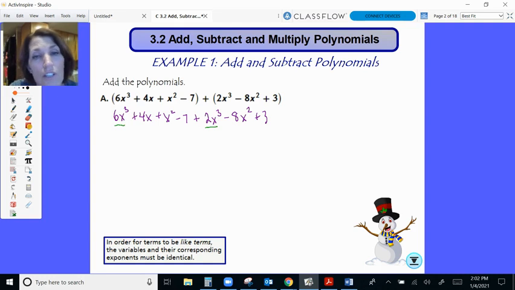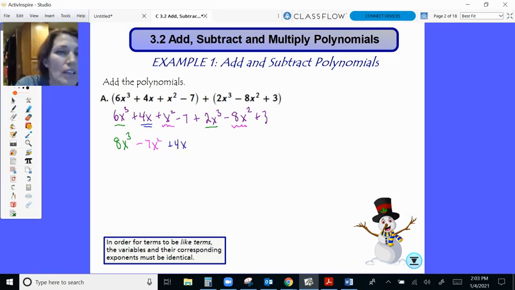Okay, so I'm going to use this here and I get my cube terms together. So 6x cubed plus 2x cubed, I get my 8x cubed. Then next up, my squared terms. x squared and negative 8x squared is going to leave me with a negative 7x squared. Next up, just my x terms, so 4x, and that's it, right? So just a positive 4x. And then last but not least, I'm left with my number terms, negative 7 and positive 3. Negative 7 plus 3 is going to leave me with a negative 4.